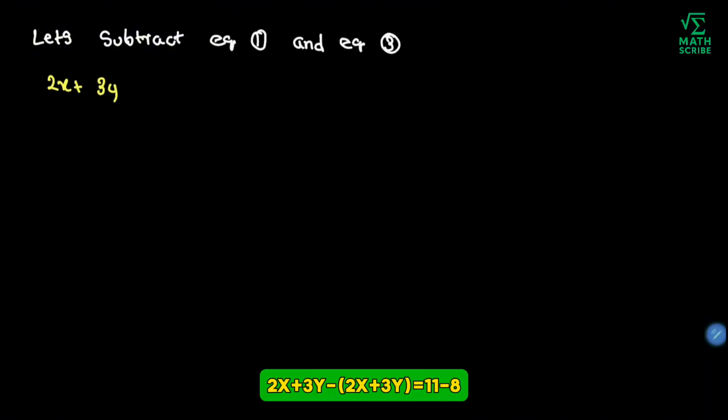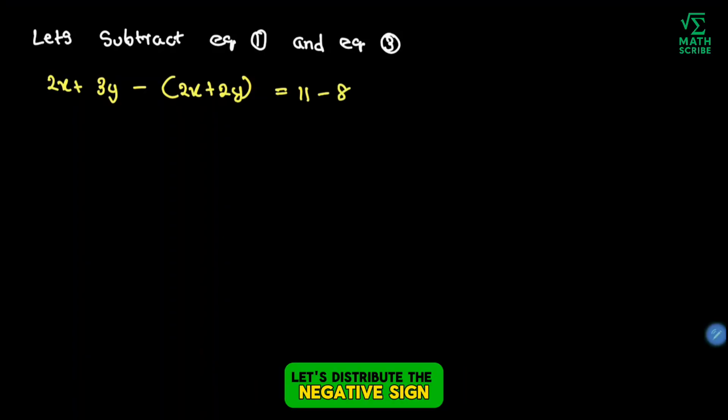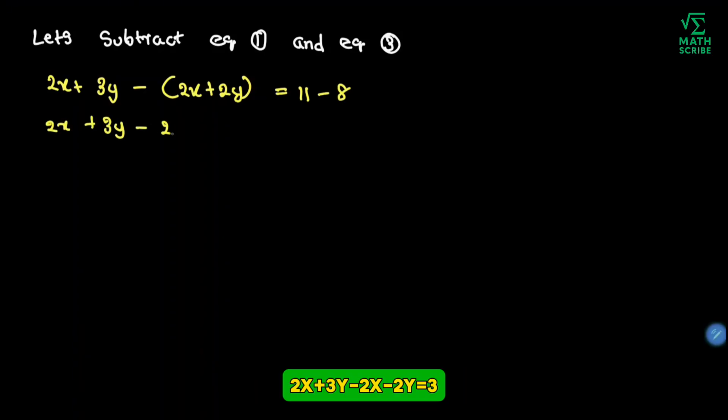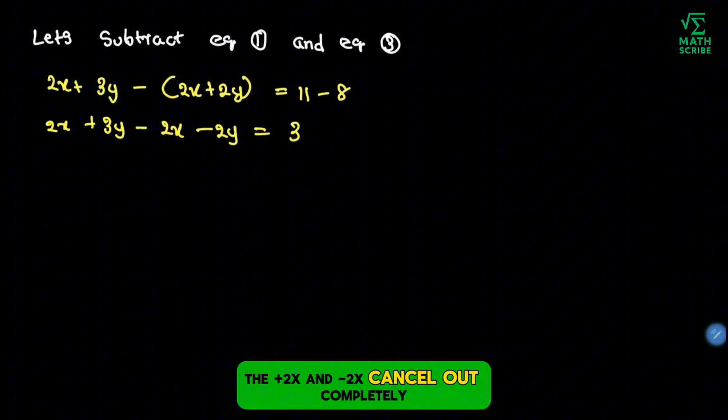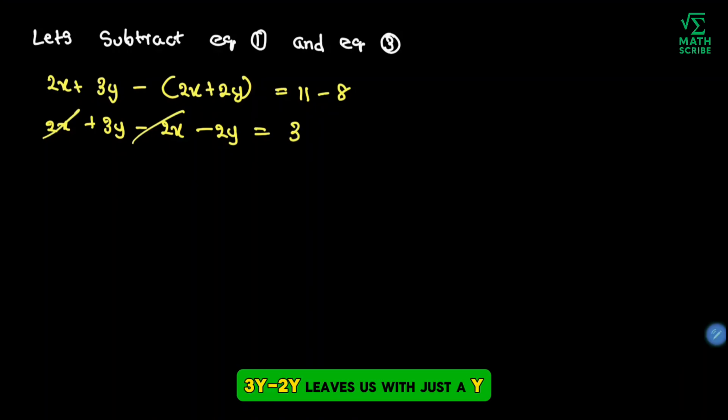2x plus 3y minus 2x plus 2y equals 11 minus 8. Let's distribute the negative sign. 2x plus 3y minus 2x minus 2y equals 3. The positive 2x and negative 2x cancel out completely. Now look at the y terms. 3y minus 2y leaves us with just a single y. So we instantly get y equals 3.